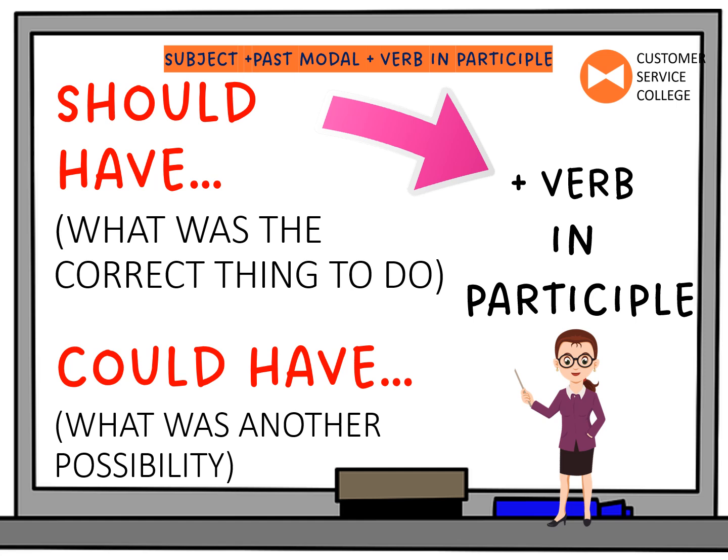If I use the past modal could have, I am expressing what, in my opinion, was another possible thing to do. For example, if a friend didn't send a report to his boss on time because of a personal matter, I can say that he should have explained the situation to his boss and, in this case, that he could have sent it in late. And again, to use it, you use the following structure. Subject plus your past modal plus your verb in participle.